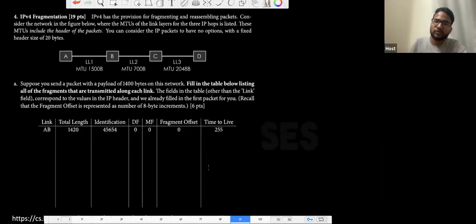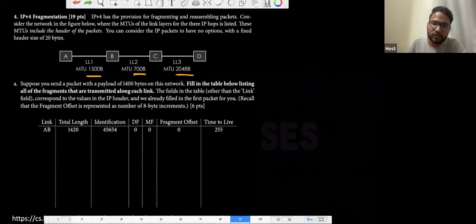Okay, so now let's solve this question. They are saying that IPv4 has provision for fragmenting and reassembling packets. Consider the network in the figure below, where the MTU of the link layer of 3 links, 3 IP hops, is listed. So the MTU is this much, and this much, and then this much. These MTUs include the header of the packet. You can consider the IP packet to have no options, which means the IP header length is a fixed 20 bytes.